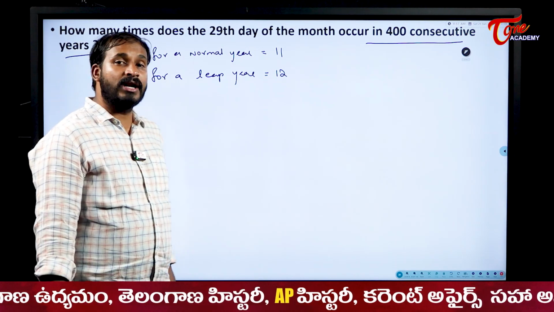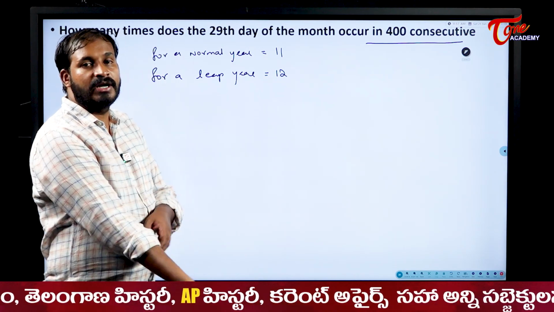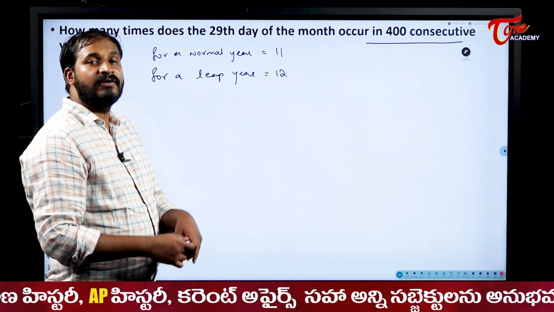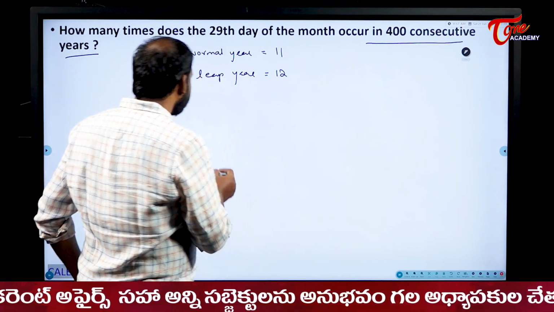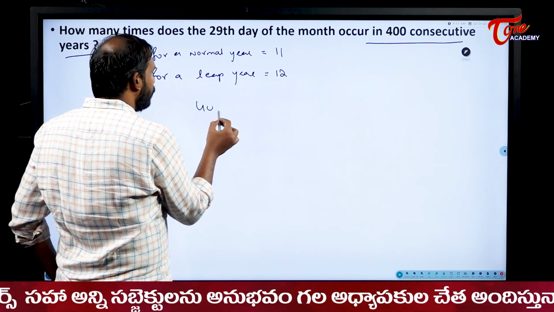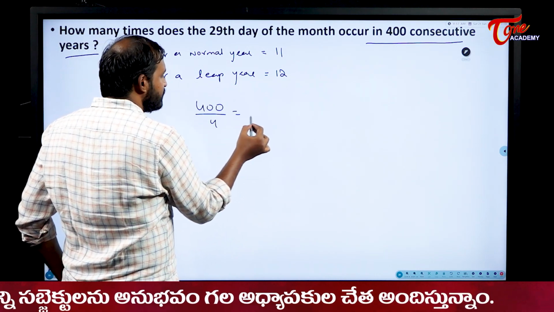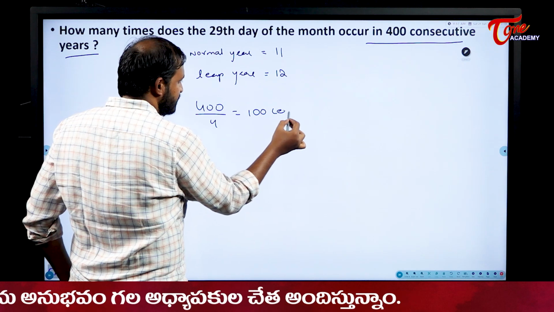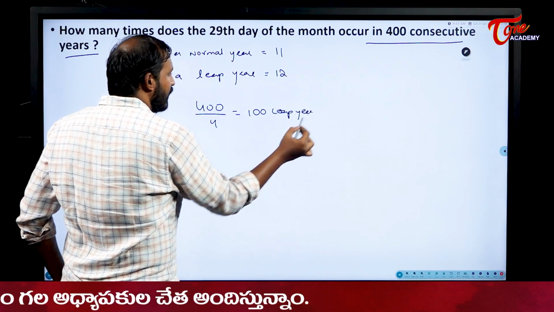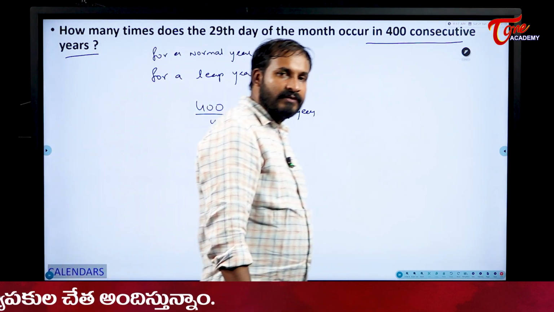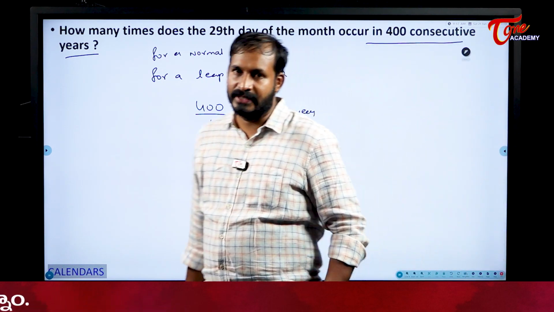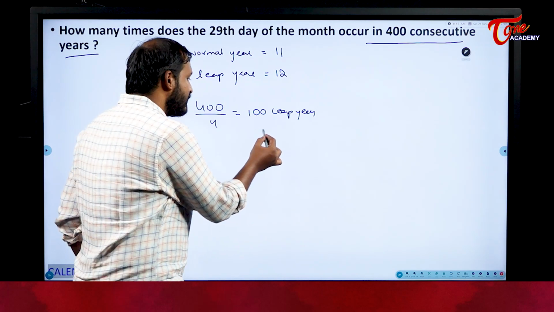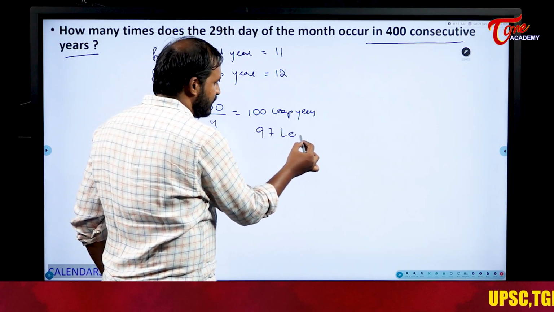Okay, good, sir. 400 consecutive years, he is telling. In the 400 consecutive years, students, how many leap years will we have? Sir, we will do 400 by 4 and we will say 100 leap years. Is this correct? Will we have 100 leap years? No, sir. We will not have 100 leap years. We will have only 97 leap years. Why? What is the reason?